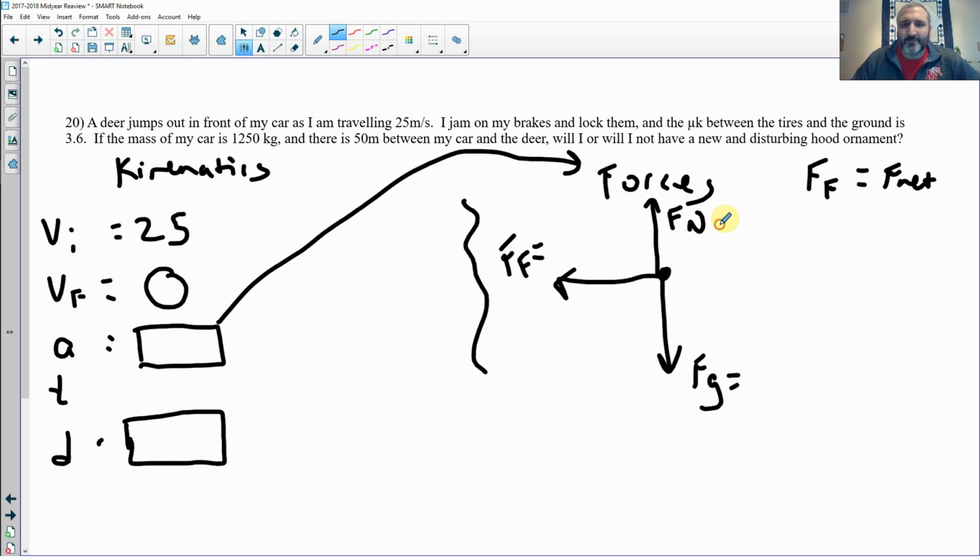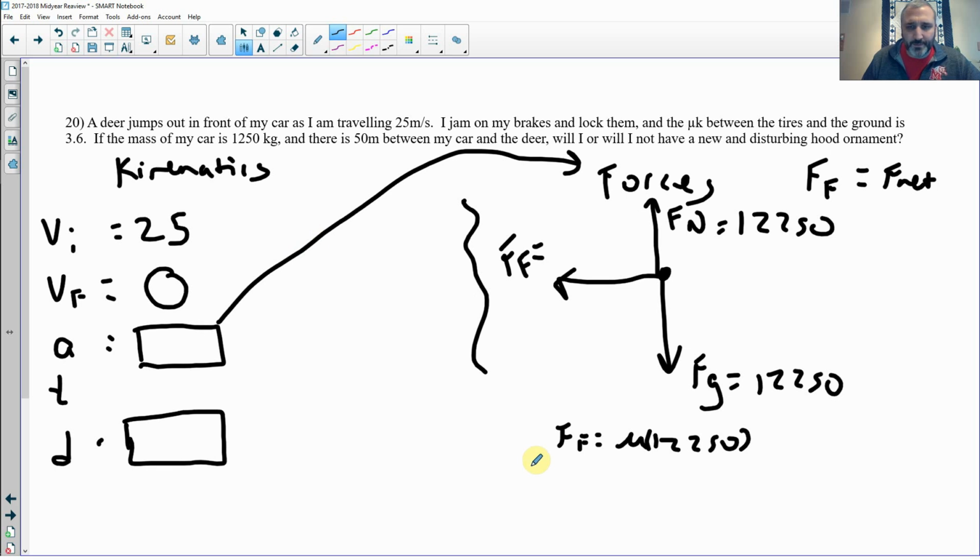So anyway, gravity is going to be 1250 times 9.8. That's 12,250. And the normal force will also be 12,250. And the force of friction is going to be FF equals mu times the normal force, which is 12,250. But the mu is 3.6, so let's multiply that by 3.6. 44,100. Oh boy, FF equals 44,100 newtons. That is a lot of newtons.